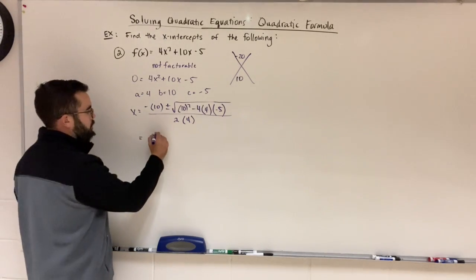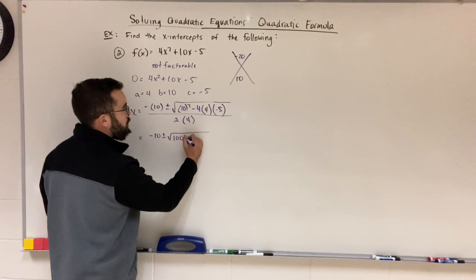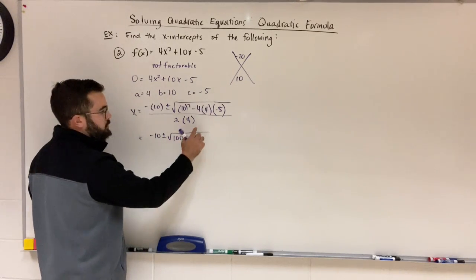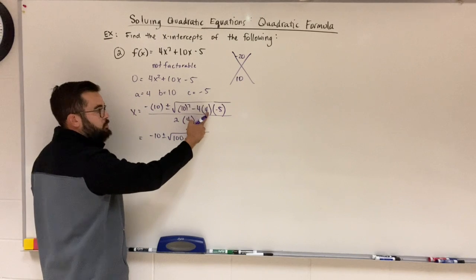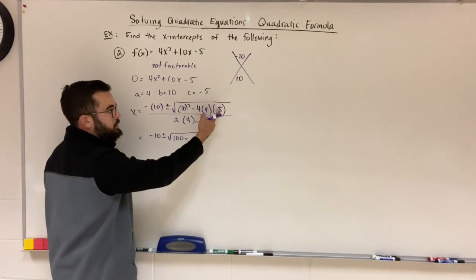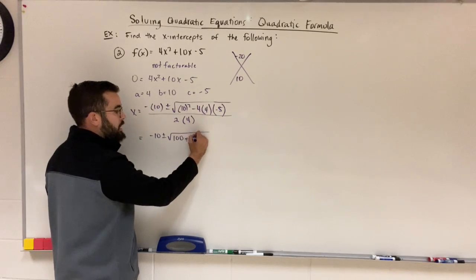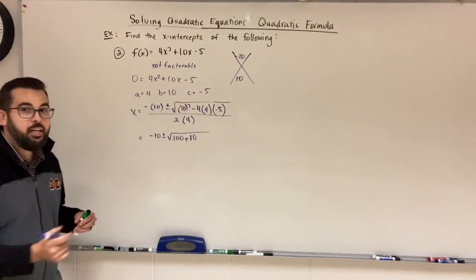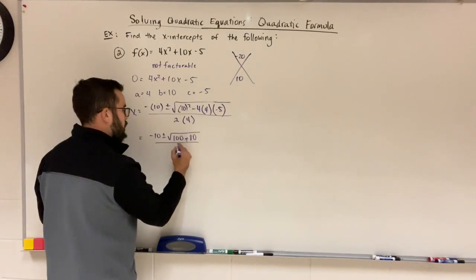That'll leave us with negative 10 plus or minus the square root of 100 plus, well, let's see why it's a plus. Hold on a second. We have minus 4 times 4 is 16. 16 times negative 5 is negative 80. So you have minus a negative 80, which will make it a plus. All over 8.